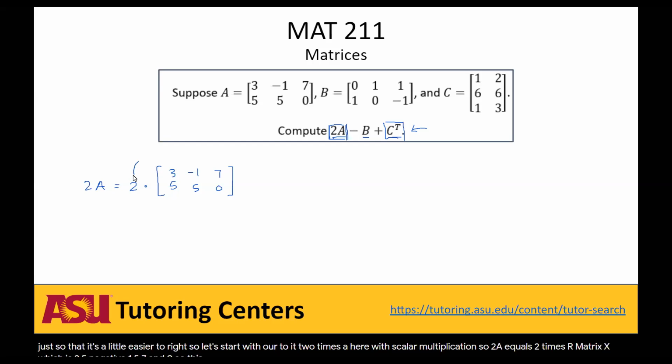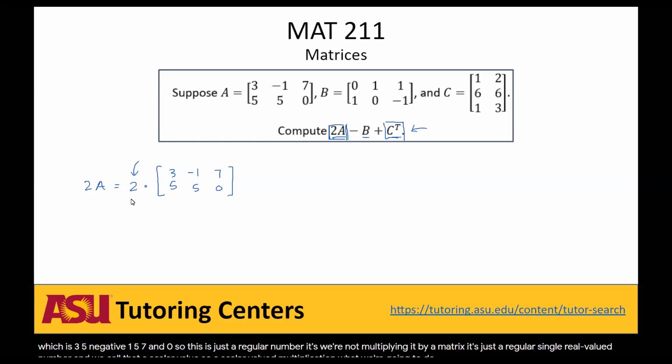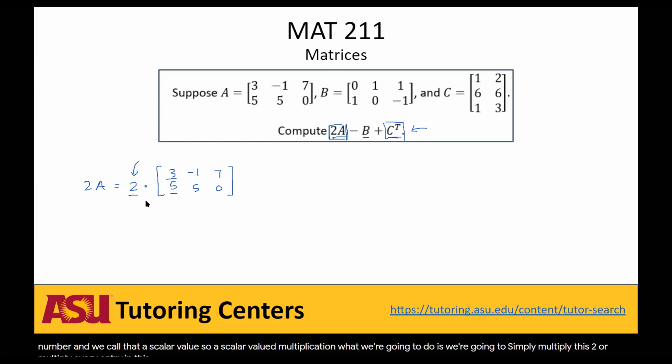So this 2 is just a regular number. We're not multiplying it by a matrix. It's just a regular single real valued number, and we call that a scalar value. With scalar multiplication, we're simply going to multiply every entry in this matrix by this 2. So we're going to do what's called multiplying component-wise.